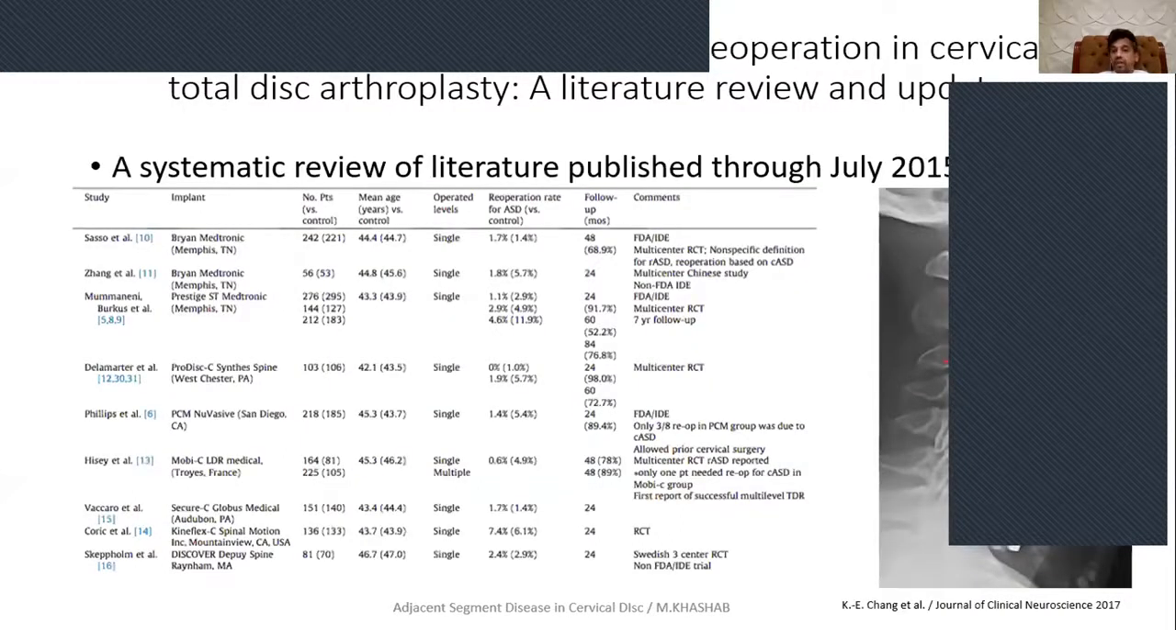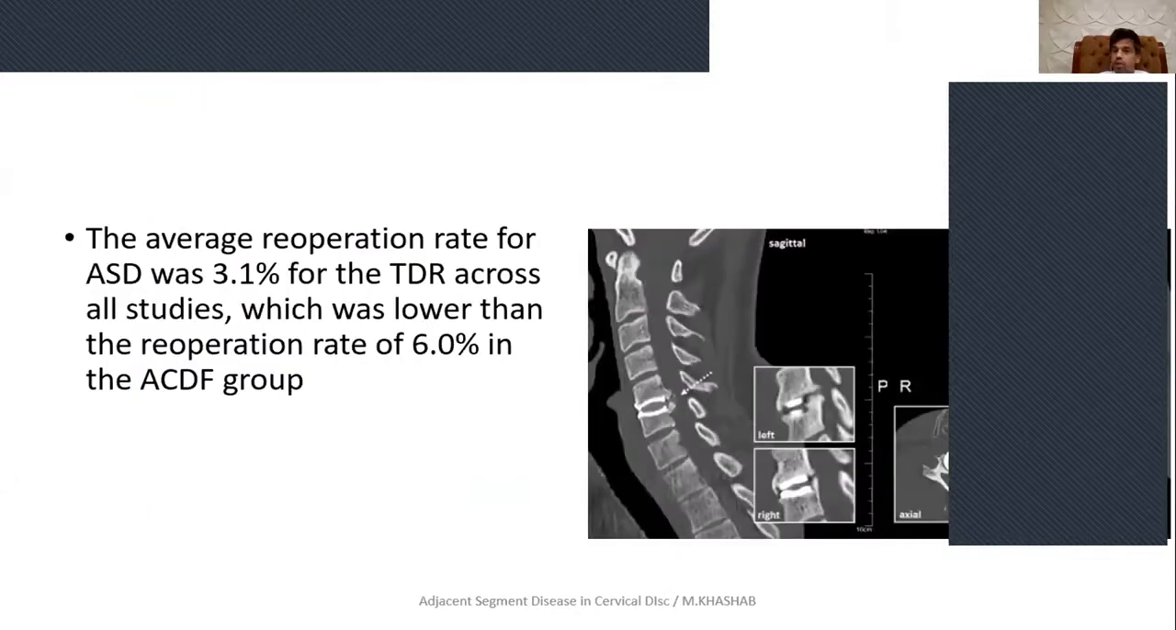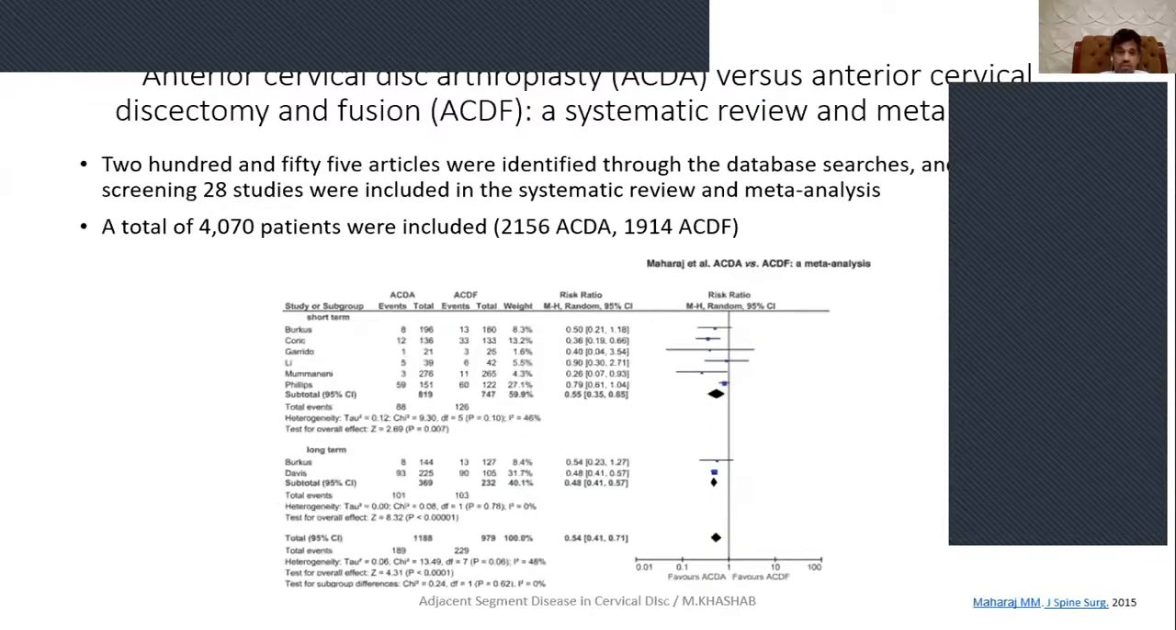So we looked at this data, a systematic review of 15 articles in 2015, and concluded that actually you do see a 50% reduced chance of adjacent level disease. But again, you need to look at who is the proper patient to be selected for this. So putting in a disc replacement might be just an expensive way to achieve a fusion, and actually can be more of a problem rather than just a segment disease.